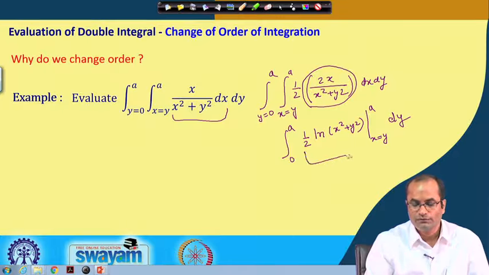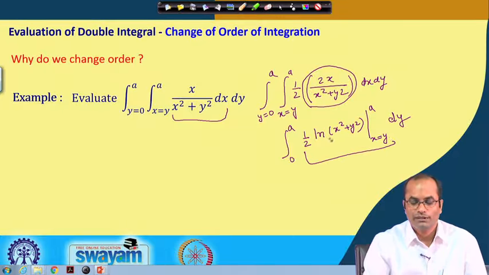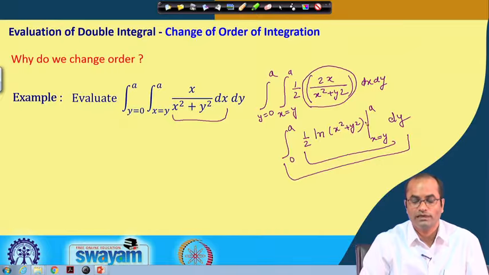So, this will become the function of y now, which will be ln (a square plus y square), and then here we will have also minus ln of 2 y square. So, the point is now integrating this function, the logarithmic function a square plus y square or this ln 2 y square is very difficult.